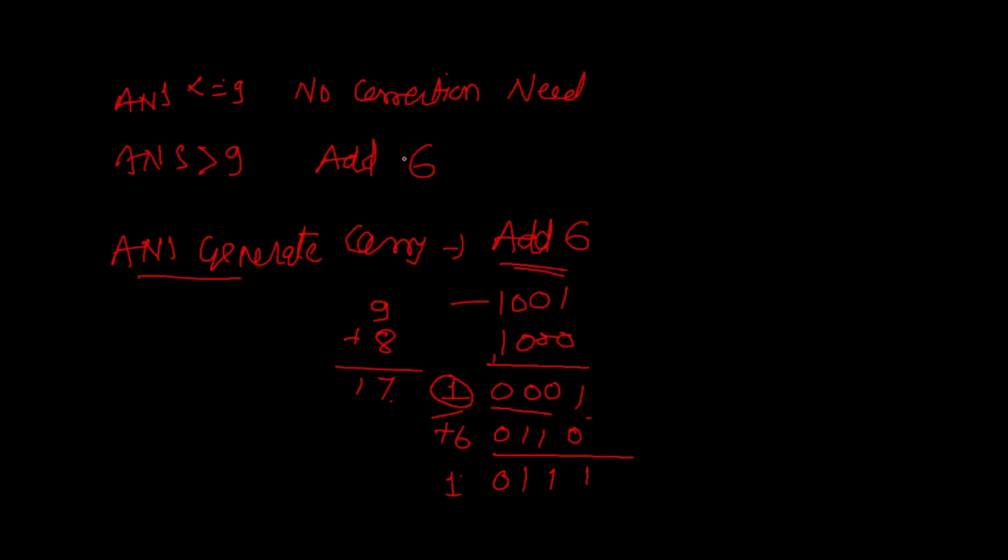When the answer is less than 9, no correction. When the answer is greater than 9 or the answer generates a carry, either the answer is more than 9 or the answer generates a carry, that time we have to add 6 in the BCD addition. In today's class we have seen what the BCD code is and how to do BCD addition.